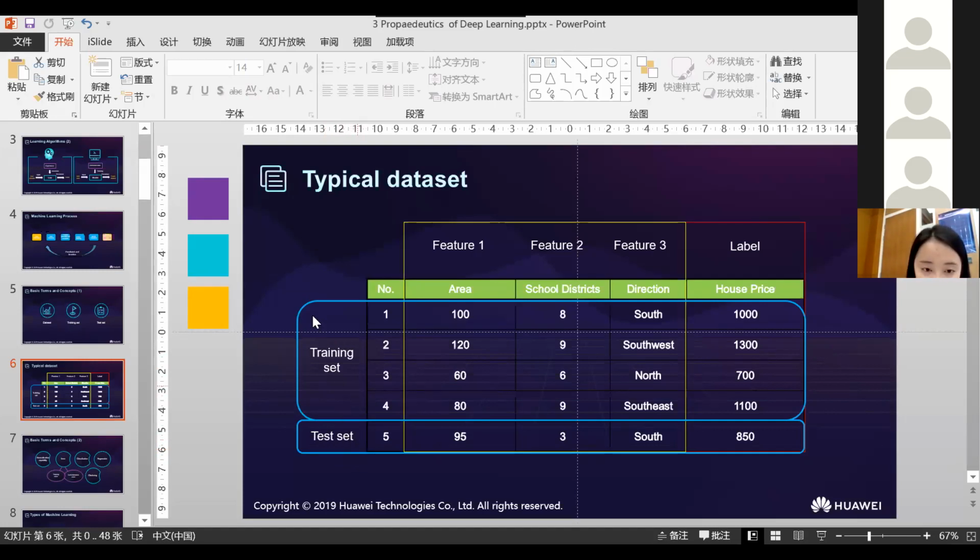And every sample has a lot of features. For supervised learning, these are samples with labels. For unsupervised learning, these are samples without labels.